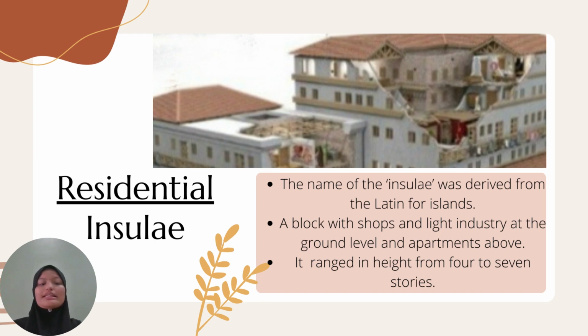One of the residences during ancient Roman times is the insulae. The name of the insulae was derived from the Latin for islands. It is a block with shops and light industry at the ground level, and apartments above, and it is arranged in height from 4 to 7 stories.